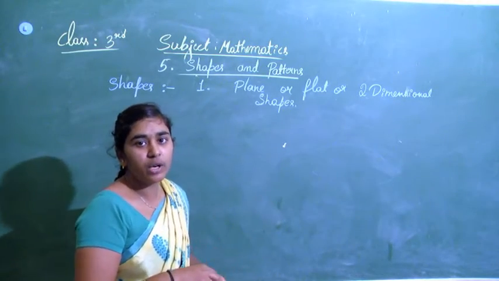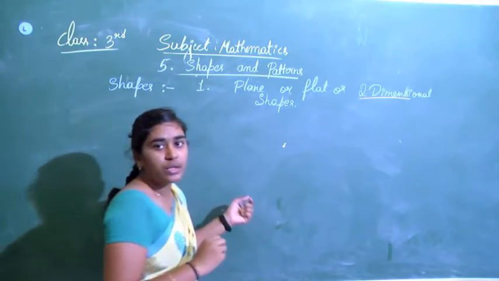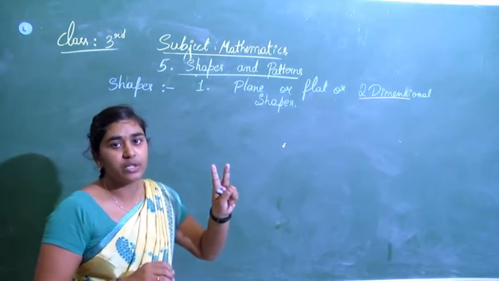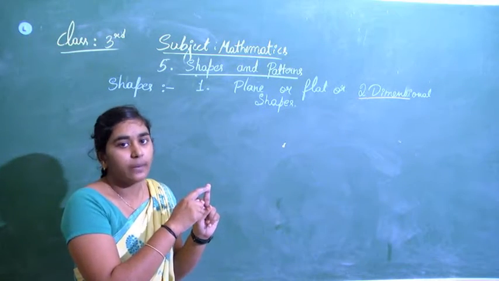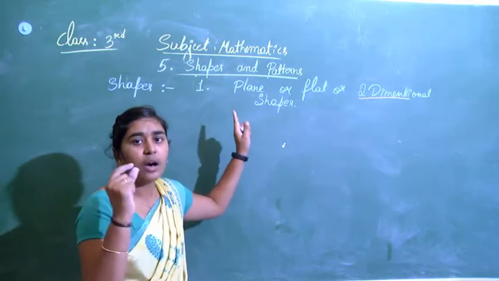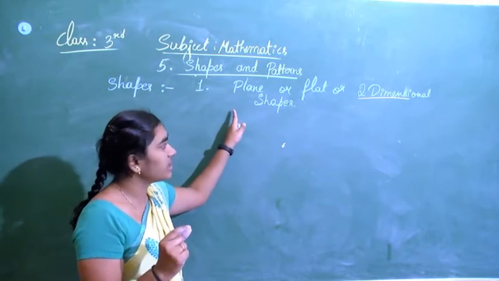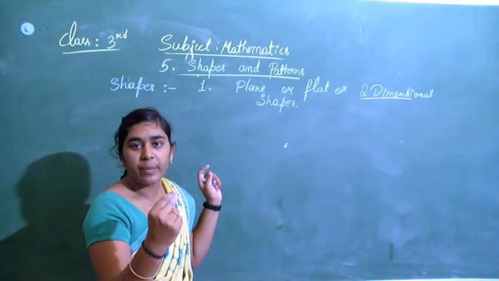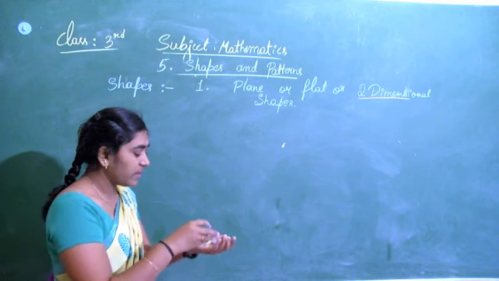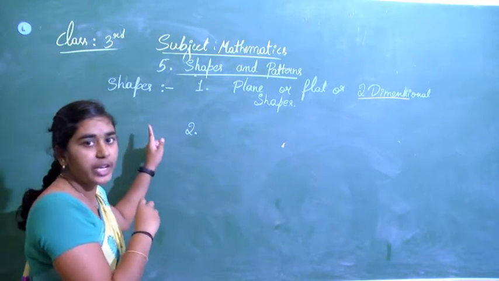Why is there a name called two-dimensional? Two-dimensional means it will have only two measurements, which are length and breadth. Only length and breadth, and the shapes which come under these are very thin, like a paper. Which are those shapes which come under these? We discussed that before. What is the second type of the shapes?